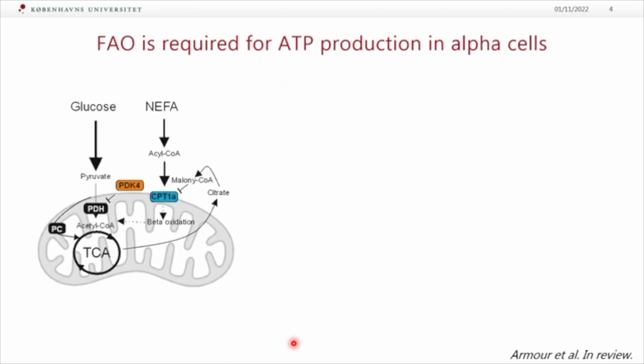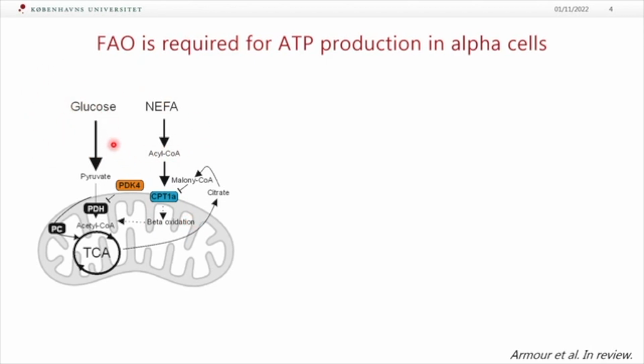So to start looking at this more specifically in alpha cells, we used the CPT1A knockout model. So this is knocked out specifically in alpha cells. And again, you heard Jacob mention that model briefly earlier. So just a quick reminder of how glucose and fatty acid oxidation is linked.